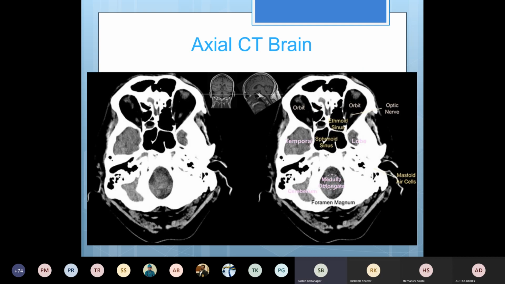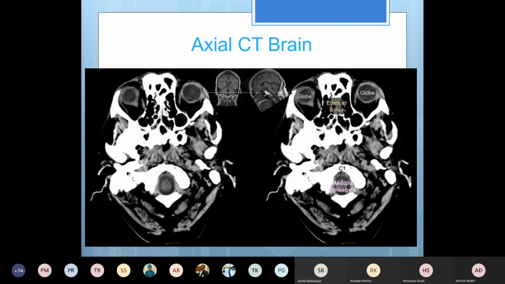Same thing, but most inferiorly, you have the medulla oblongata, and you see more of the paranasal sinuses. So here you have the sphenoid sinus, right side ethmoid, left side ethmoid, and right side frontal, left side frontal, right orbit, left orbit. And this linear structure that goes from anterior to posterior is the optic nerve, if it's the thinner one. The slightly thicker ones would be the muscles.